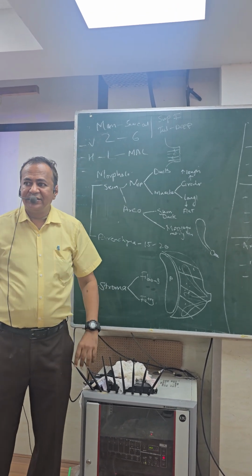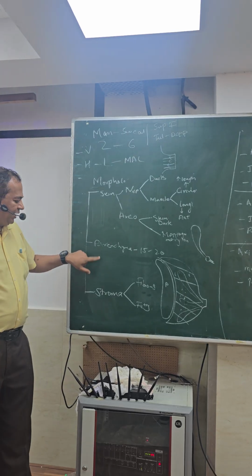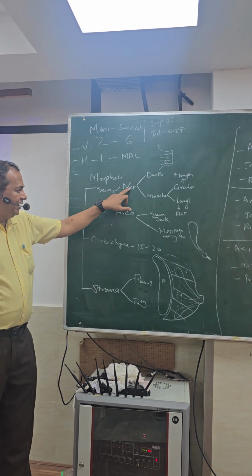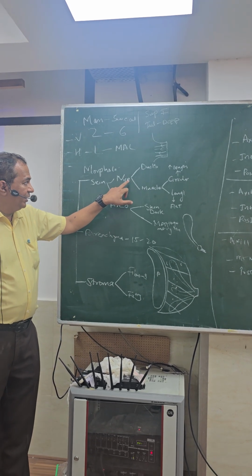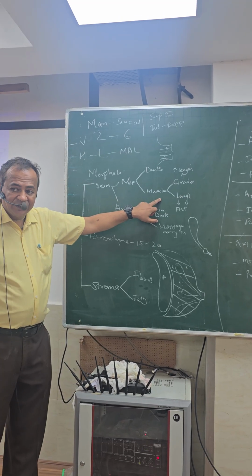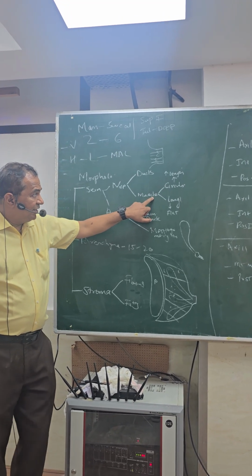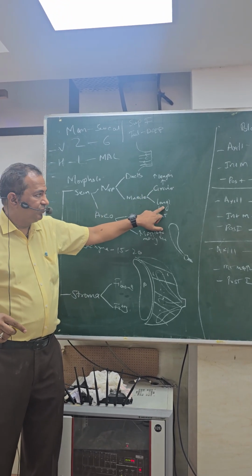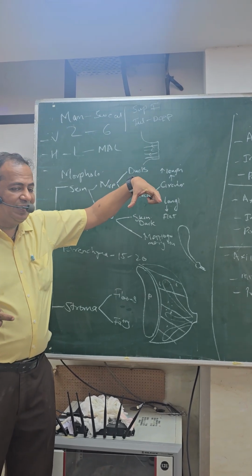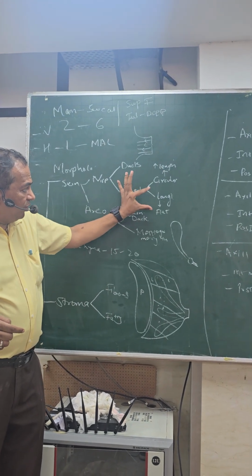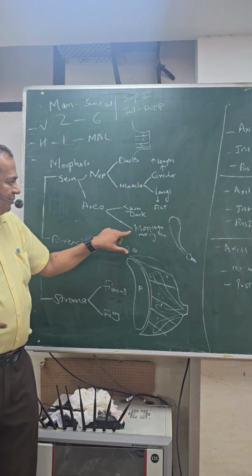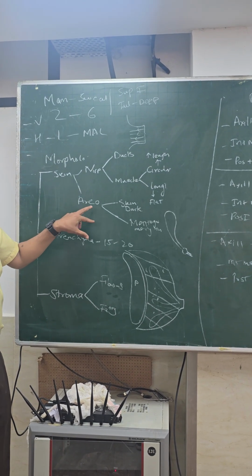Morphology of the breast is described under three headings: skin, parenchyma, stroma. Parenchyma has nipple and areola. The nipple has ducts and muscle. The muscle is of two types: circular muscle and longitudinal muscle. Circular muscle increases the length of the nipple. Longitudinal muscle, when it contracts, makes the nipple flat.